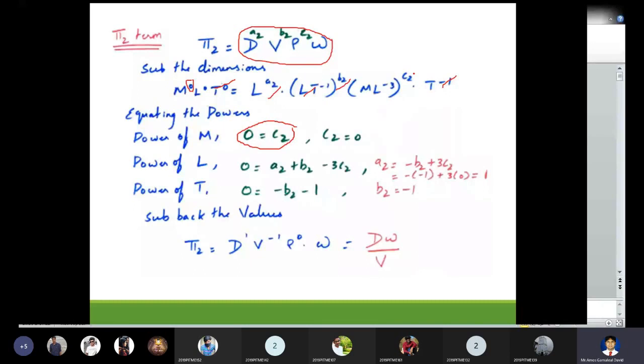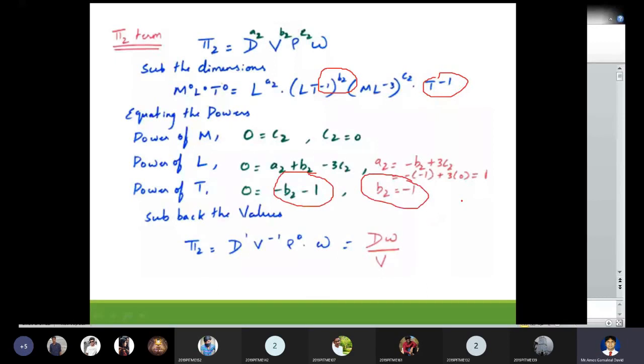Then for L, left hand side 0, right hand side will be a2 plus b2 minus 3c2. Then for the power of t, left hand side 0, right hand side it will be minus b2 minus 1. So c2 will be 0, b2 will be minus 1. If I substitute b2 and c2 values in a2, I'll get a2 as 1. So let me substitute back the powers, 1, minus 1 and 0.